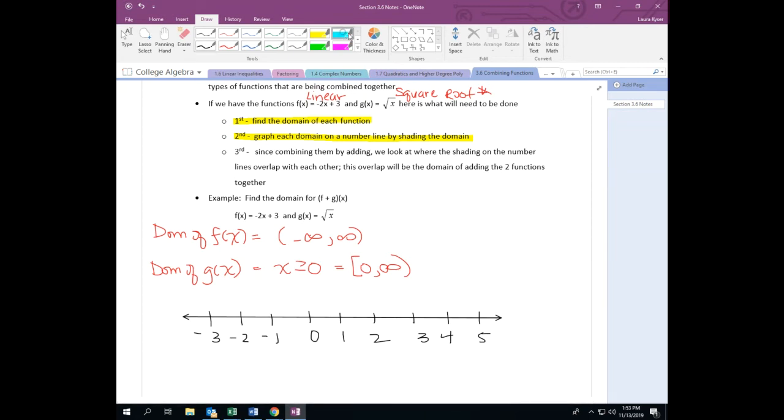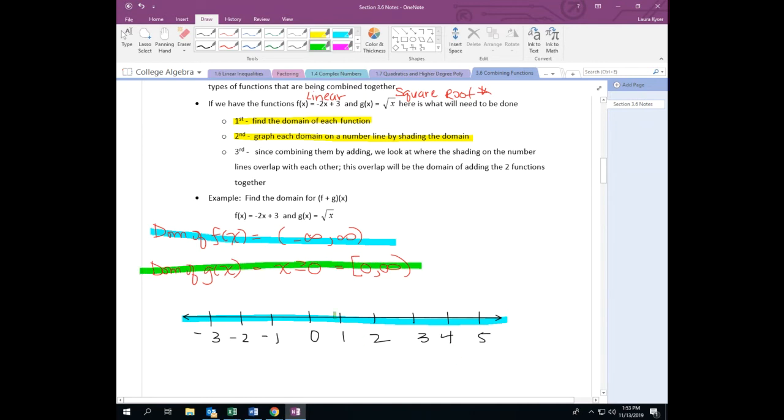The domain of f of x, I'll do in blue, is all real numbers. Well, that's easy. All real numbers is the entire number line from one side to the other. So there's the first one. Then we can look at the domain of g of x. I'll do that one in green. The domain of g of x is square bracket on 0, shading off to the right. Everything greater.